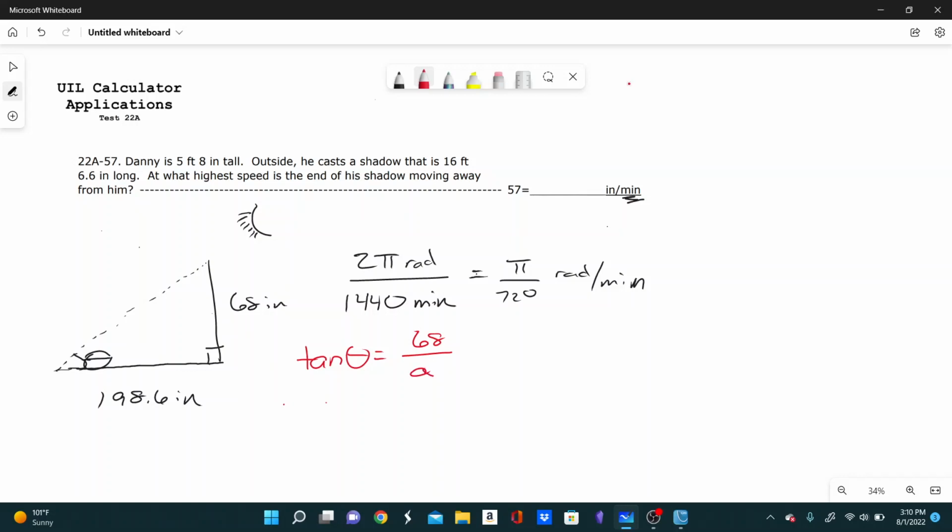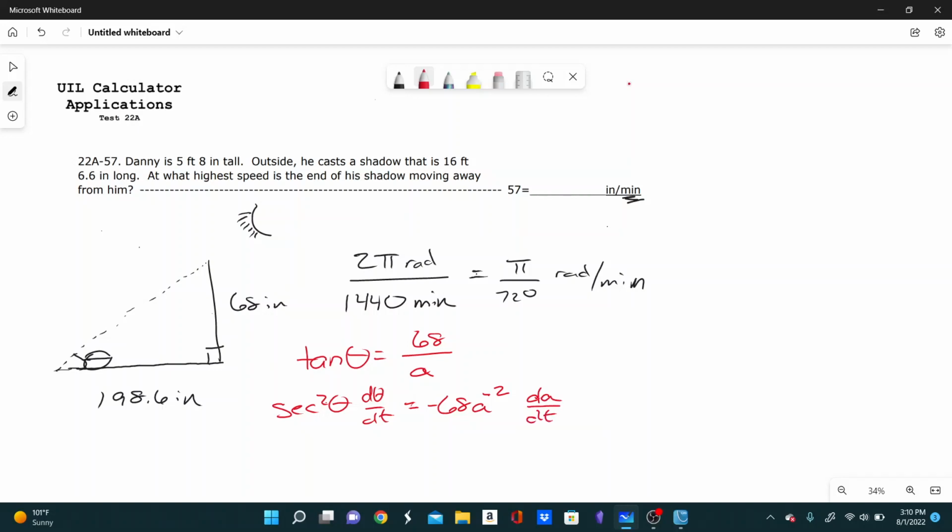So if I take the derivative of both sides, on the left, derivative with respect to time that is, I'm going to get secant squared theta d theta dt equals negative 68 a to the minus 2 dA over dt.